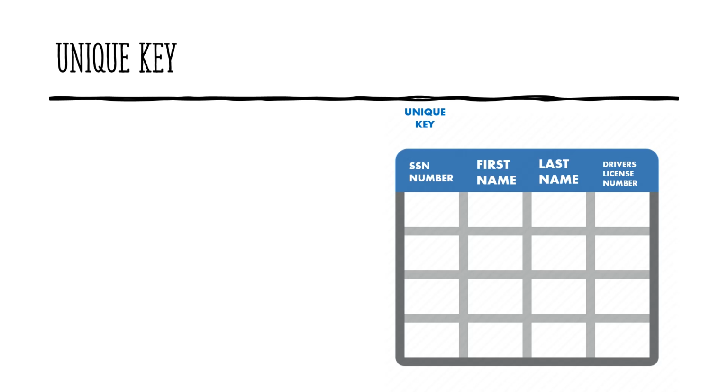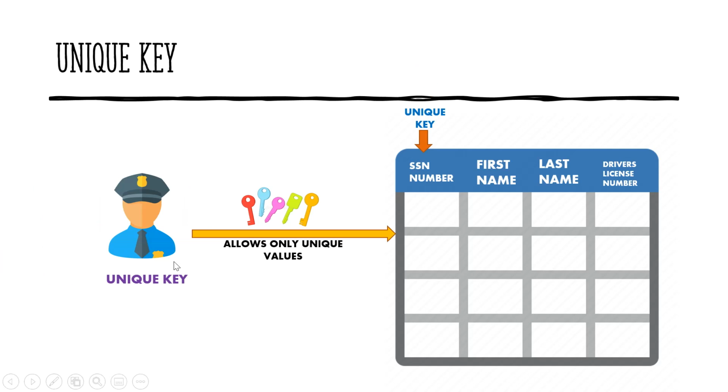Once we define the unique key on the SSN number, the unique key allows only unique values to be inserted into your table. So if we run this particular insert, it will insert that particular row. And what about having the same SSN number but different first name and last name? It will fail. Why? Because the unique key is checking if 1234567 exists or not. If it exists, it's not going to allow that particular row to be inserted.